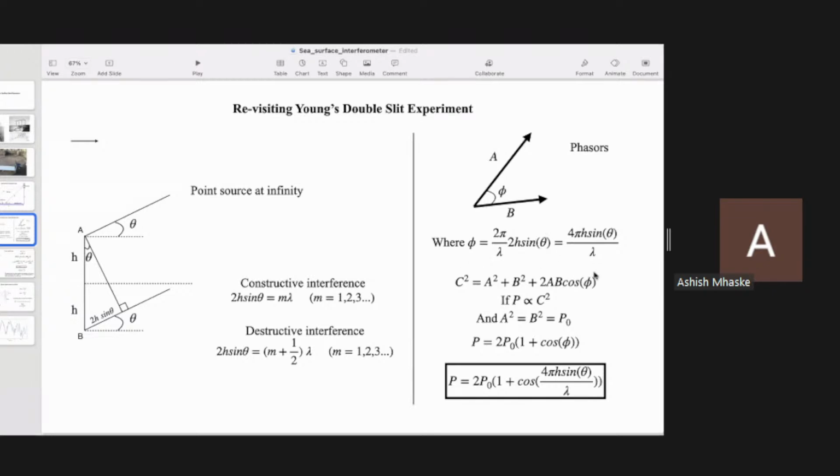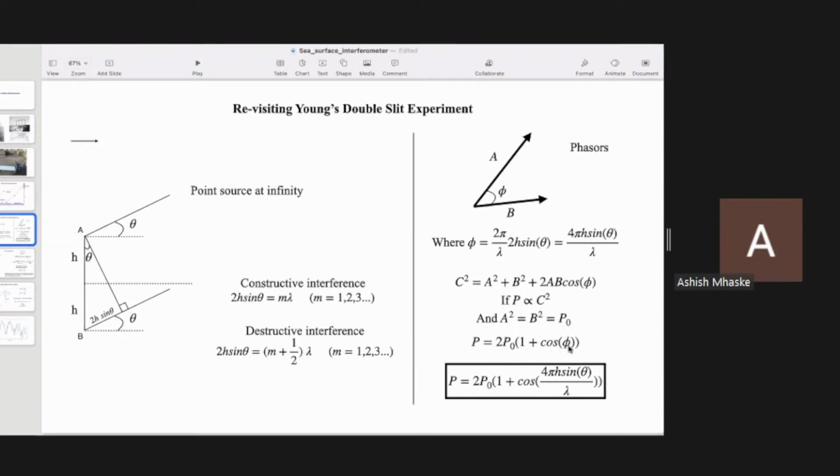So in reality, this is the full equation. But if we want to simplify, if the source is at infinity and so on, then A and B, we can say that they have the same peak amplitude. So we can say A square is equal to B square, which is some power P naught. A and B are amplitudes, so their squares will be proportional to power. And C square is also the measured power. And then the equation simplifies to this form.